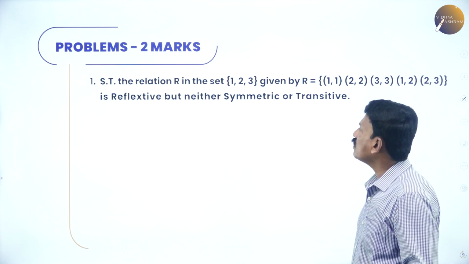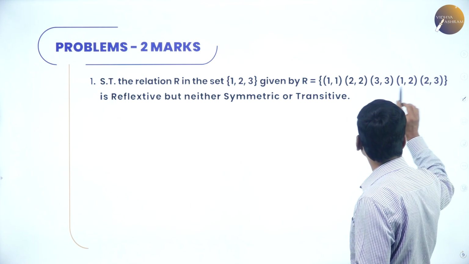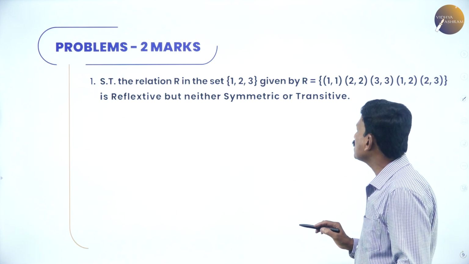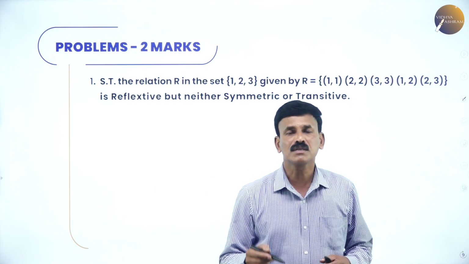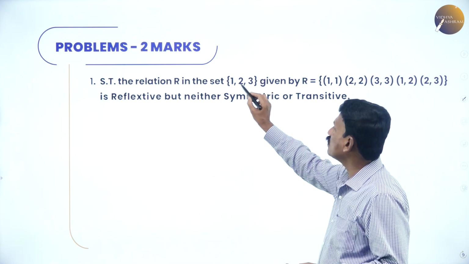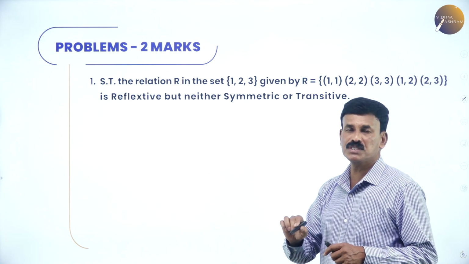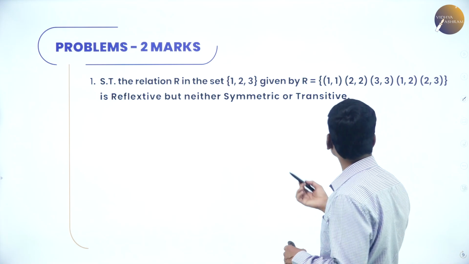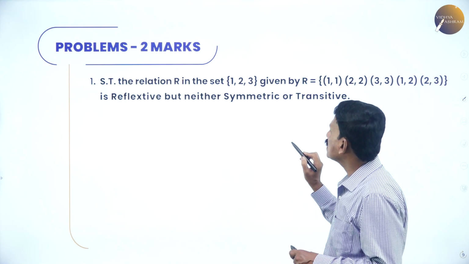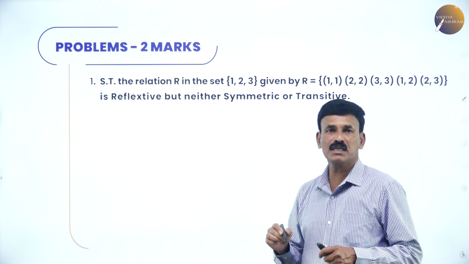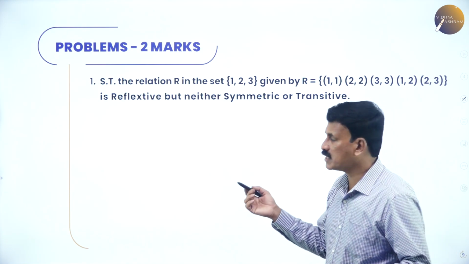Show that the relation R on the set {1, 2, 3} given by {(1,1), (2,2), (3,3), (1,2), (2,3)} is reflexive but neither symmetric nor transitive. So you know what reflexive means? (a, a): verify whether this set contains (1,1), (2,2), (3,3). Then it is reflexive. Symmetric: if (1,2) is there, then (2,1); (1,3) means (3,1); (2,3) means (3,2). Then it is called symmetric. And transitive: if (a, b) and (b, c) belong to R implies (a, c) belongs to R, then it is called transitive. Now let us go on to verify.